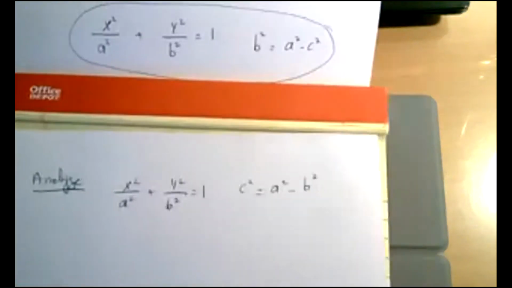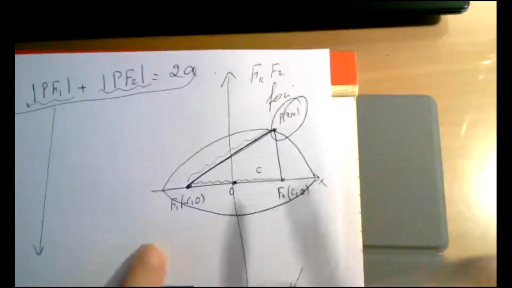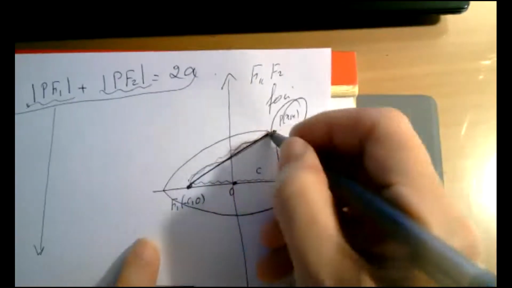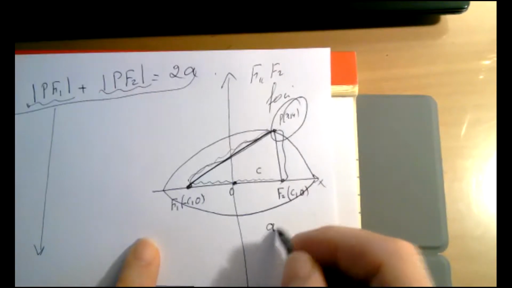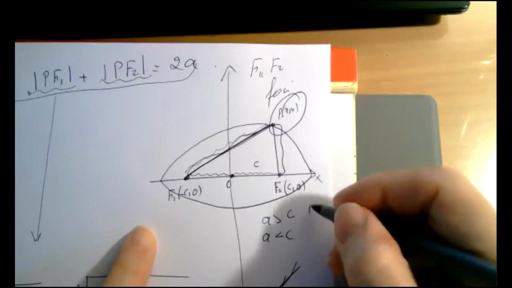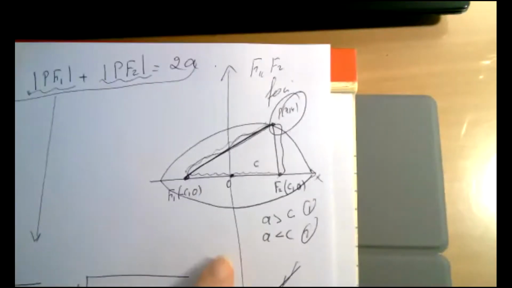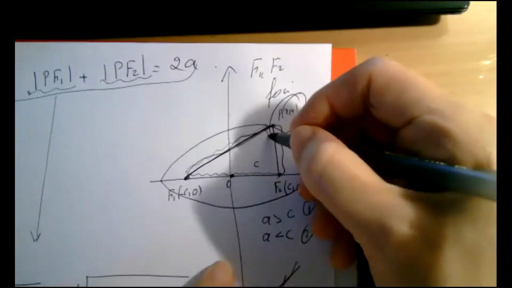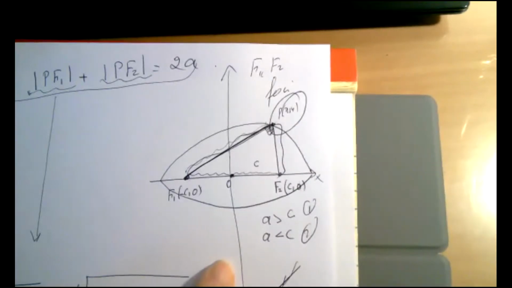Very good. Now let me ask you a question. Which is bigger? Go back to the picture. 2a is the sum. Is a bigger than c or is a less than c? 1 or 2? Use your geometric intuition. Which has to be bigger, a or c? The hypotenuse? There is no hypotenuse because there is no right triangle. It doesn't have to be.